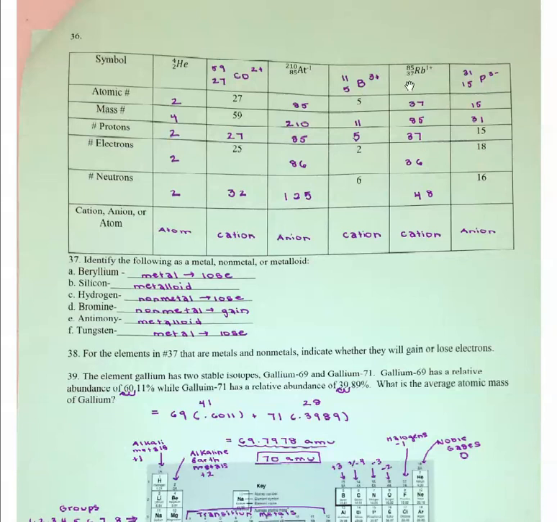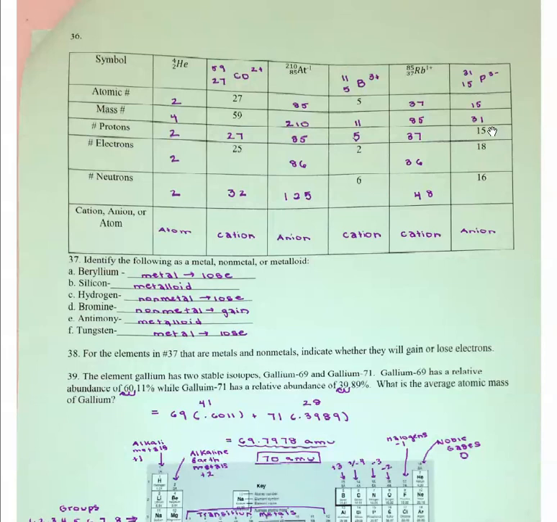Here, atomic number 37, mass number 85, 37 for protons. Okay, I'm hoping we're getting it at this point. Protons minus electrons is +1. So 37 minus 36 is +1. Neutrons plus protons gives me my mass number. So 37 plus 48 gives me 85. And it's a cation because it's a +1 charge.